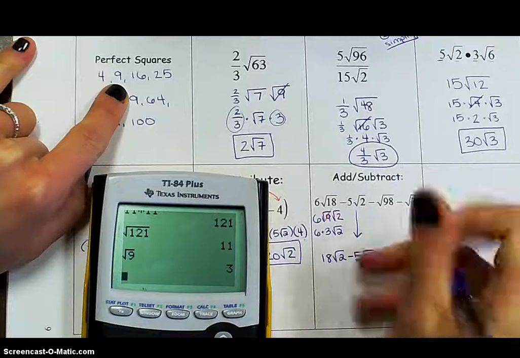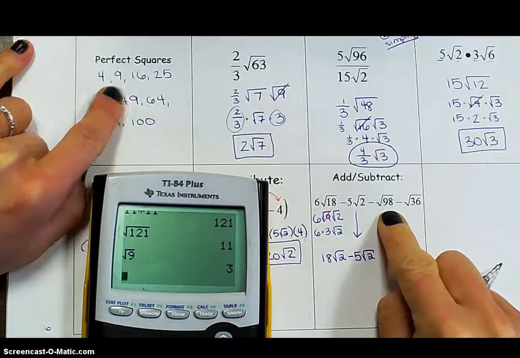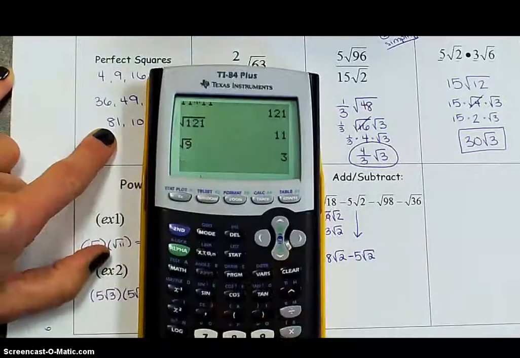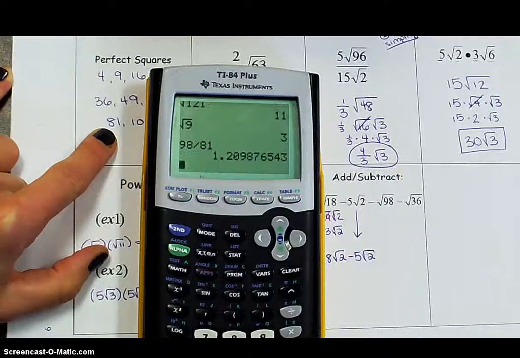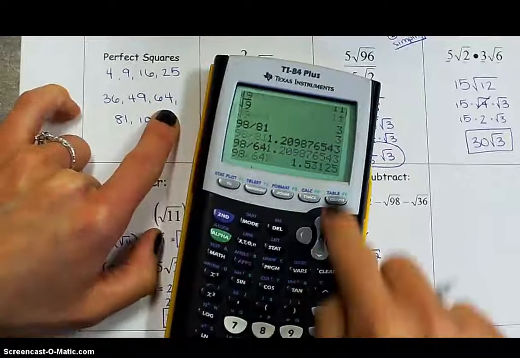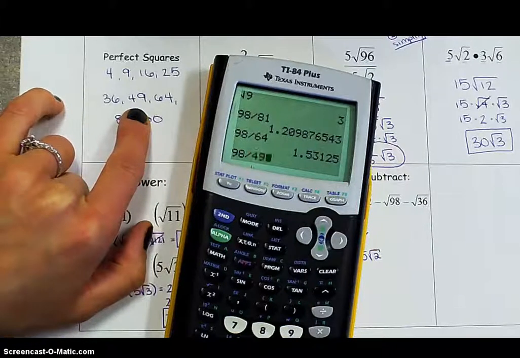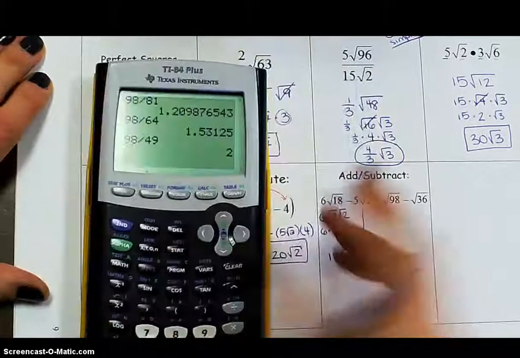Okay, now let's see. Can we simplify radical 98? Well, we need to find a perfect square. So let's take a look. We always start with the biggest ones. So 98 divided by 81? Nope. 98 divided by 64? Nope. 98 divided by 49? Yes, it worked. Okay, so it's going to be 49 and 2.